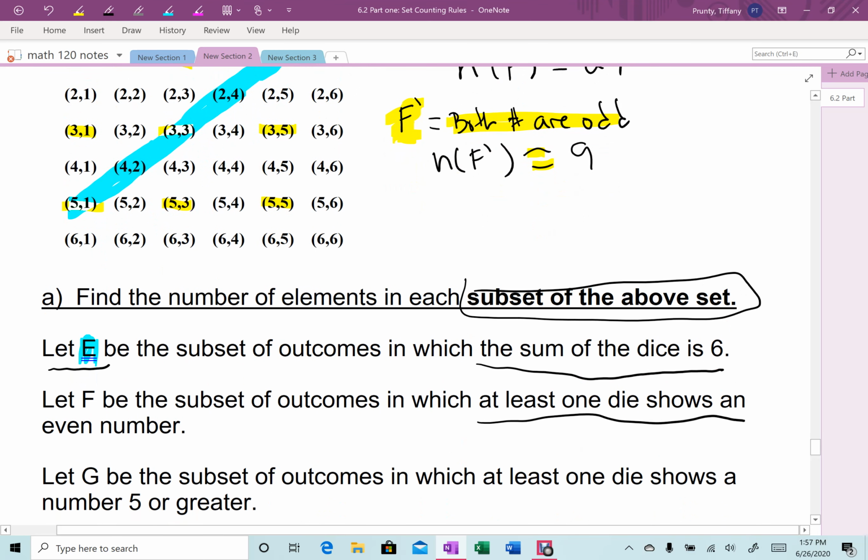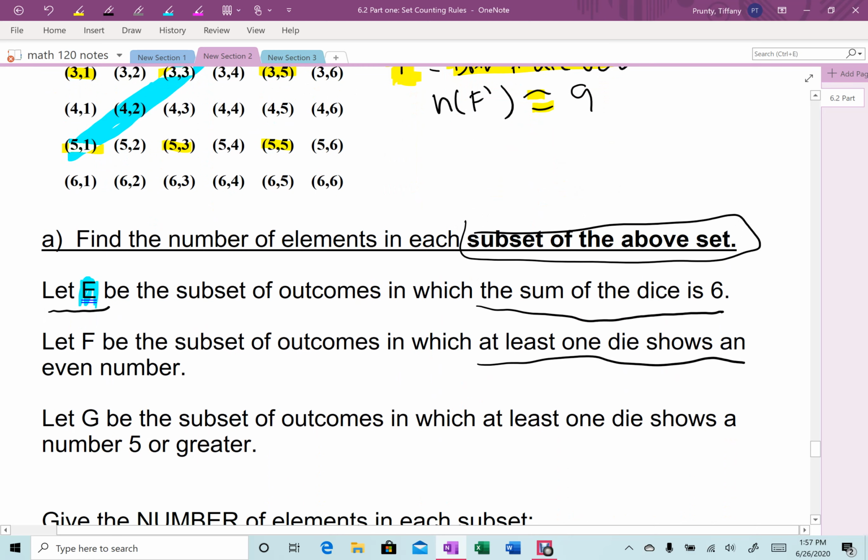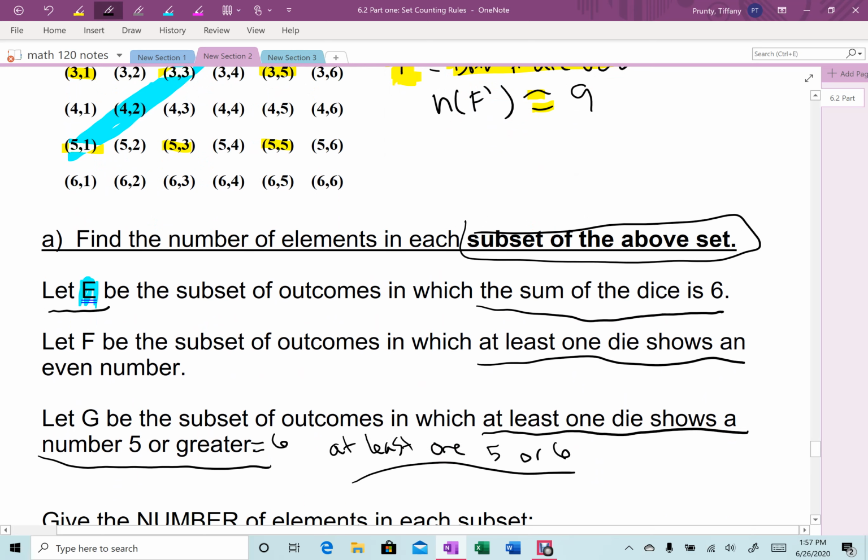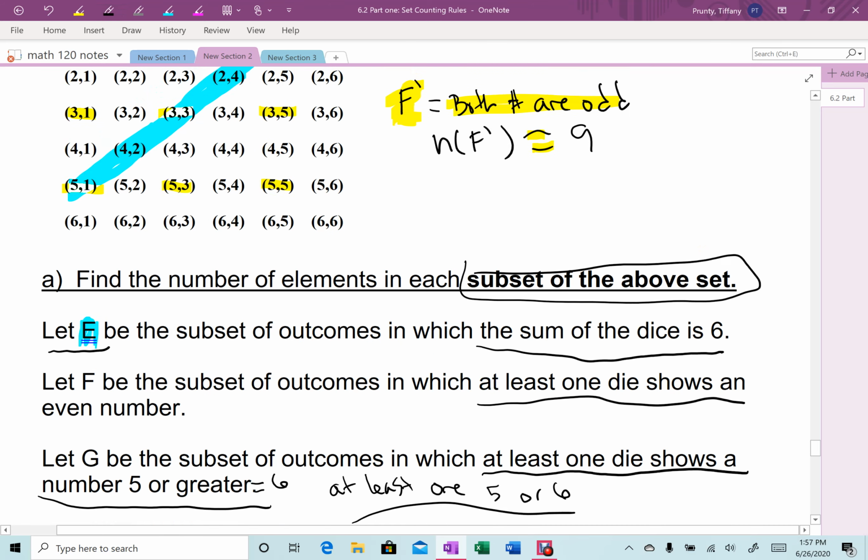Now, G is the subset of outcomes where at least one die shows a 5 or greater. That phrase "at least one" means one die or both dice shows a 5 or greater. Well, the only number greater than a 5 when I roll a die is a 6, right? So I want all of the outcomes where I get at least one 5 or 6. So I can show up with a 5 or a 6.